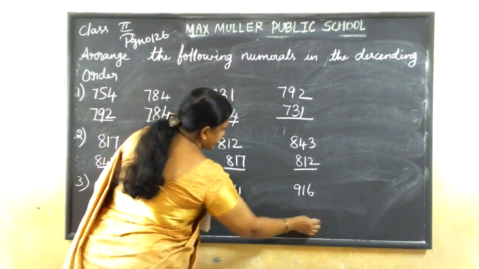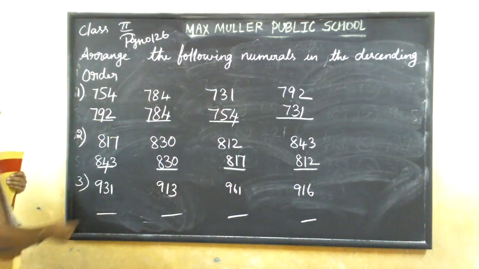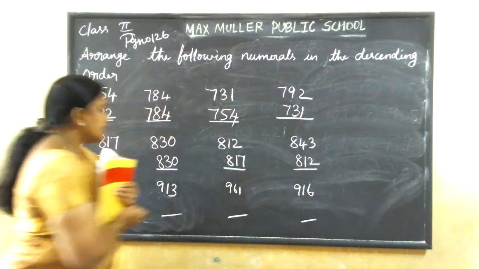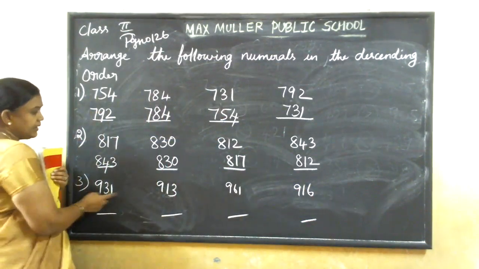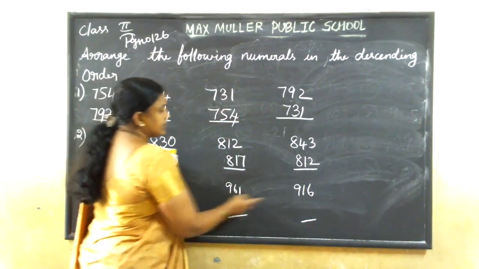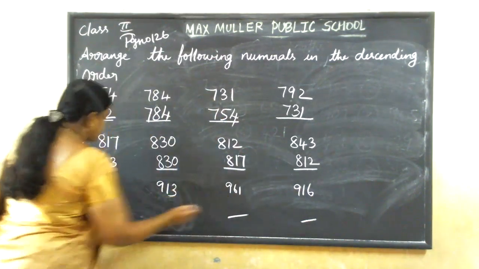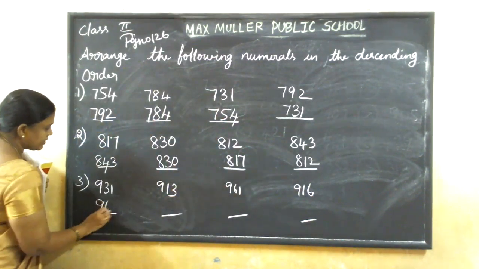See, in the hundreds place, 9. In all the numbers, 9 is there. Here also 9, here also 9. See the tens place: here 3, here 1, here 6, here 1. Which one is the big number? 6 is the big number. So 961 you will write first.